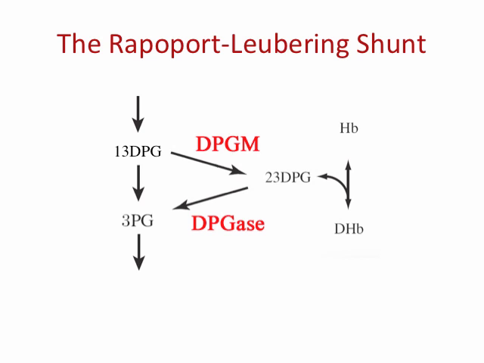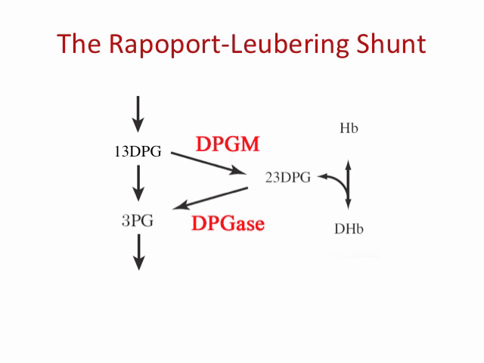Here is the shunt that makes 2,3-DPG on glycolysis. There is the mutase, DPG mutase, that moves the phosphate bond from the 1st to the 2nd position. And then there is the DPGase that splits off that phosphate in the 2nd position, generating the glycolytic intermediate 3-phosphoglycerate.